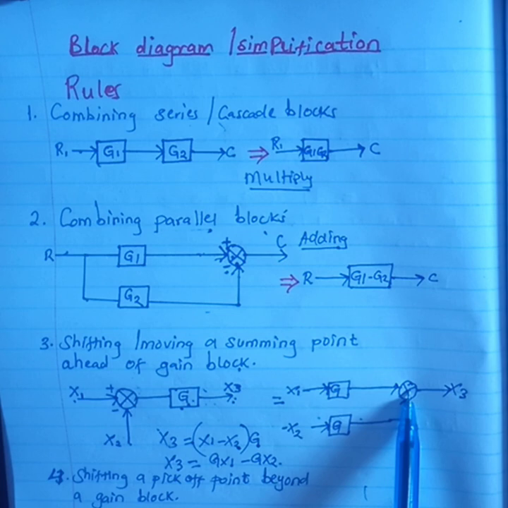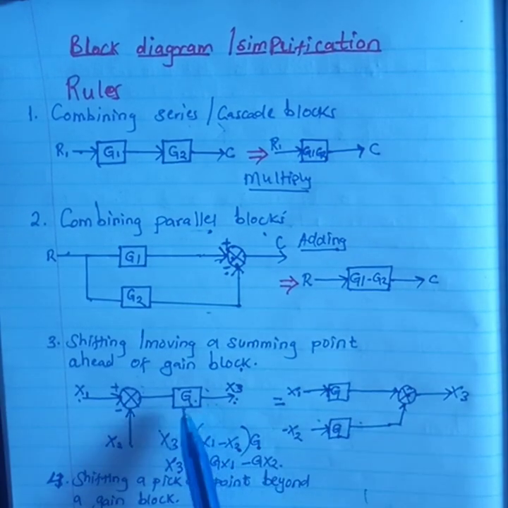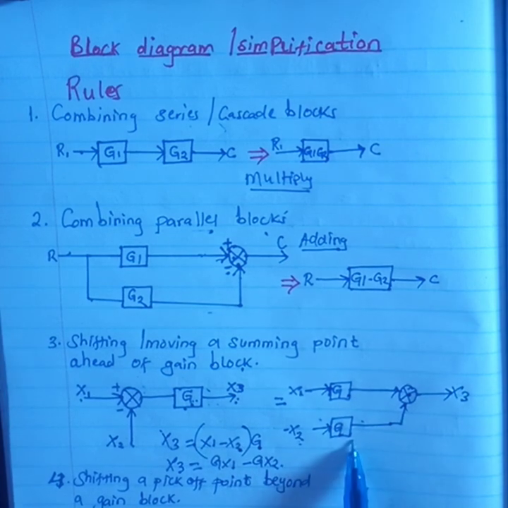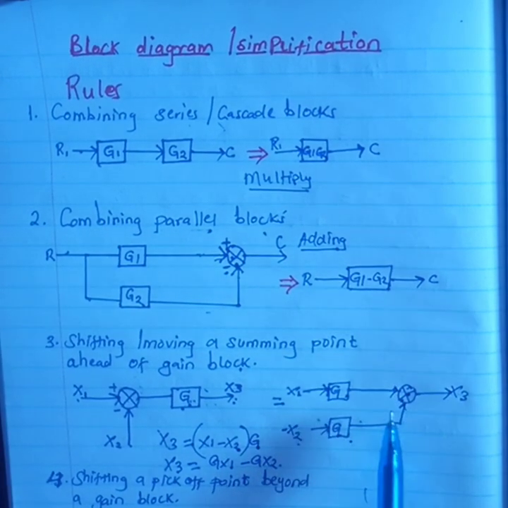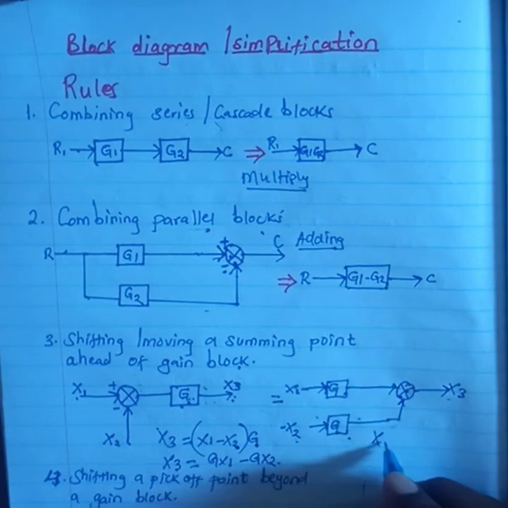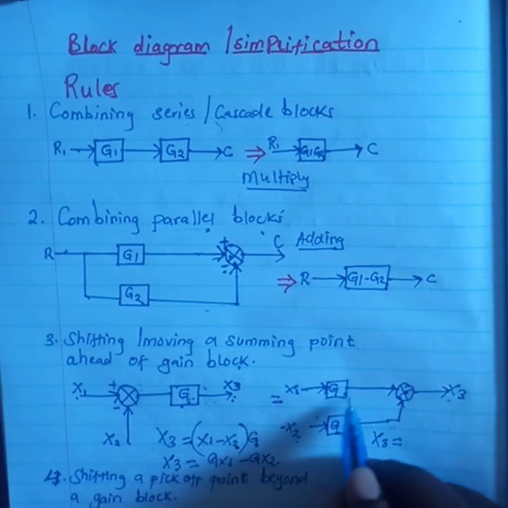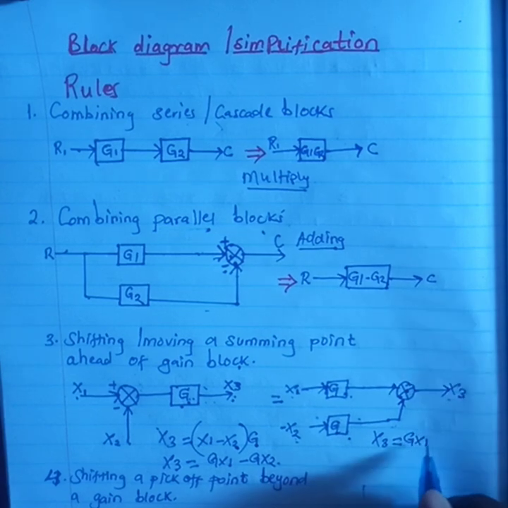You have to recall that when we shift a summing point ahead of the gain block, I need to create another block here. Remember, I had only one block, so I need to connect x1 with a block and x2 to a block. Then I take all of them towards this summing point. So for us to get the same x3 as the output, these two are in series, so I have g times x1, which is gx1.